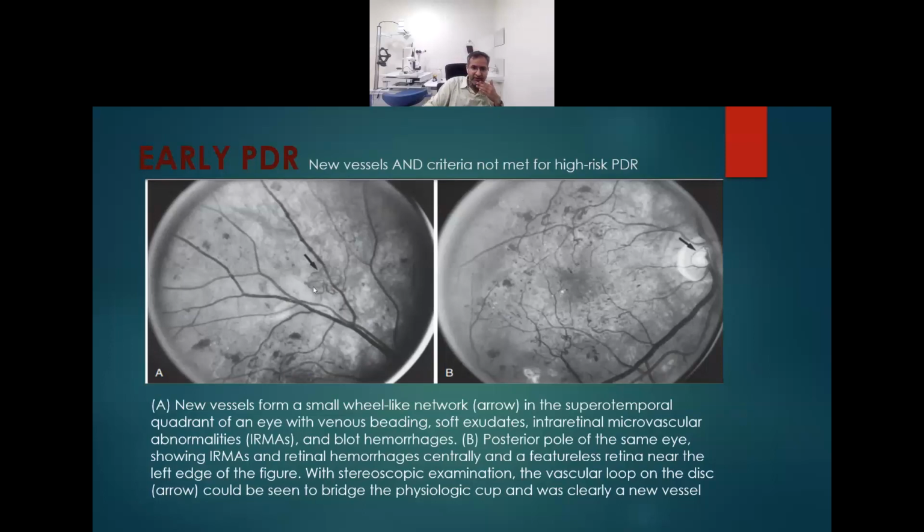So as we can see, these are the new vessels, new vascularization, which we can see. And we can see the NVD also.